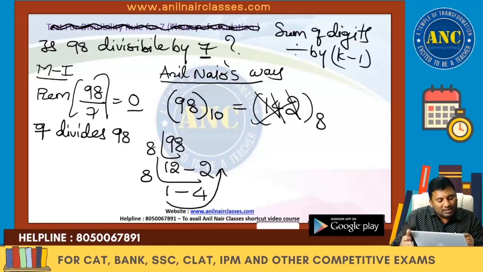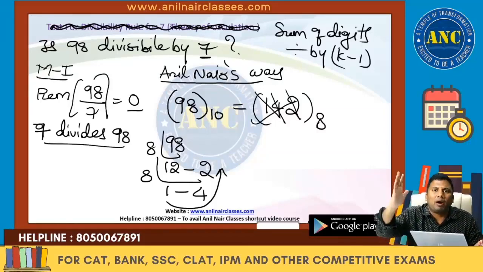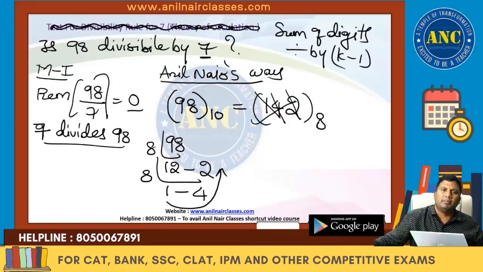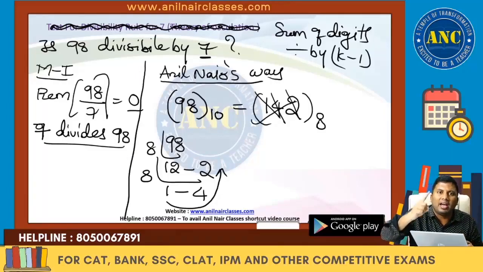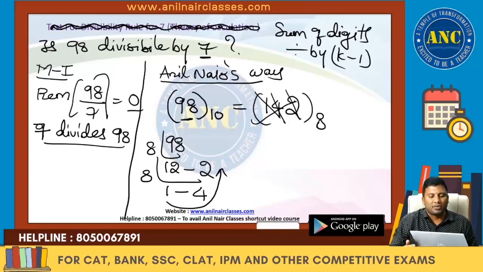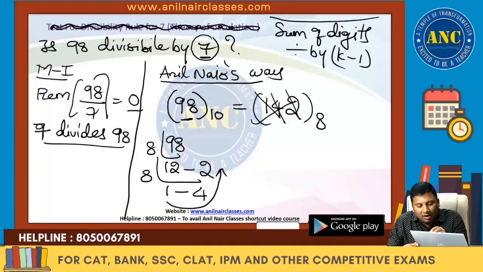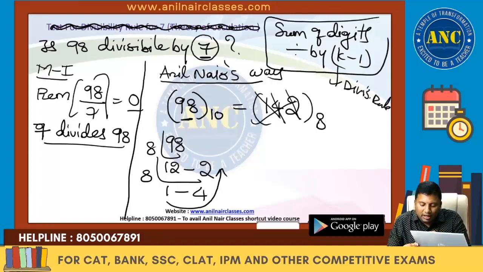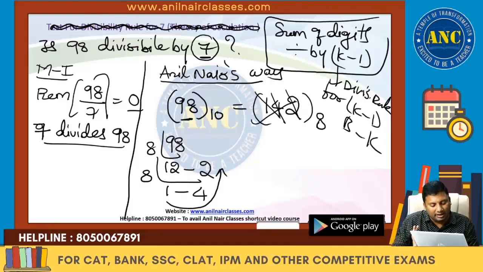Is 98 divisible by 7? 98 when divided by 7, remainder 0. Every Tom, Dick and Harry, any NCERT, CBSE, ICSE textbook teaches you like this. Anil Nair will teach you like this. 98 is in base system 10. I want to know whether it is divisible by 7. I know that the sum of the digits is divisible by k minus 1. This is the divisibility rule for k minus 1 for base system k.